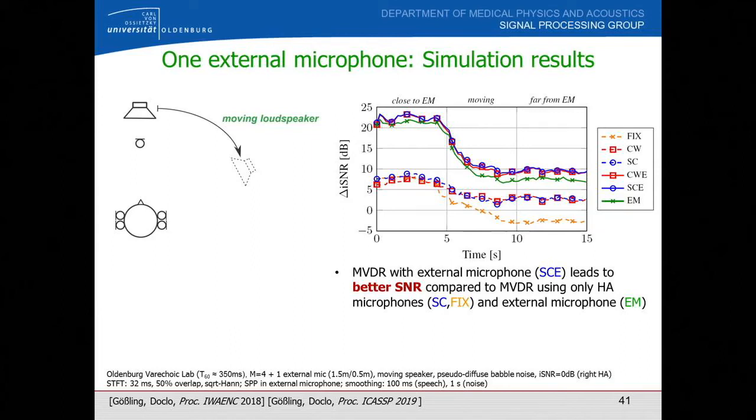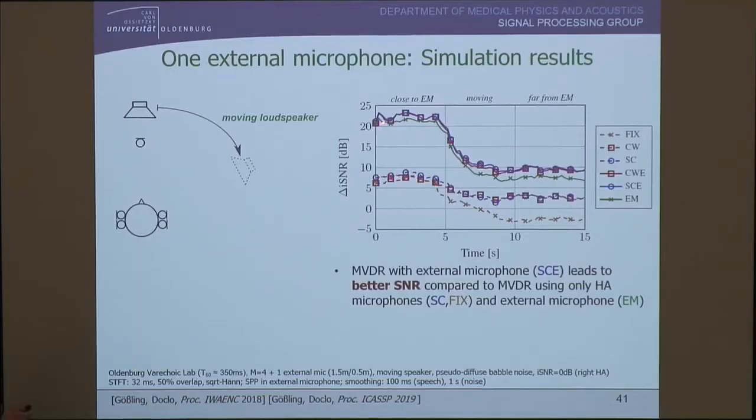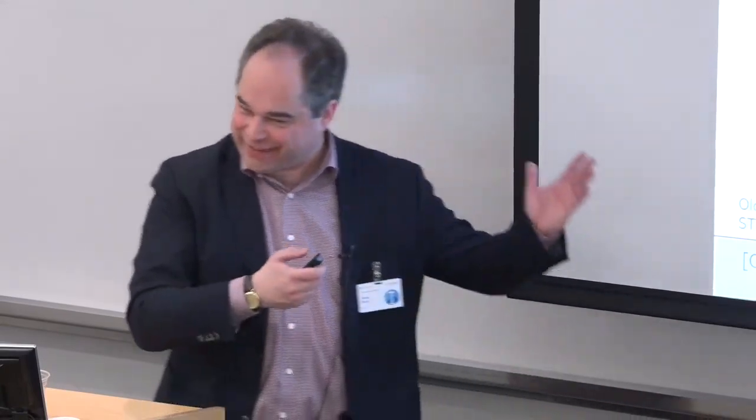What are the results there? Let me guide you through this picture. This is the SNR improvement over time. First, let's look at what happens to the external microphone, EM, the green line. Of course, if the loudspeaker is close to this external microphone, very high SNR. If it moves further, lower SNR, but still quite high. It increases again. Logical, just to show people it matches with what you expect.